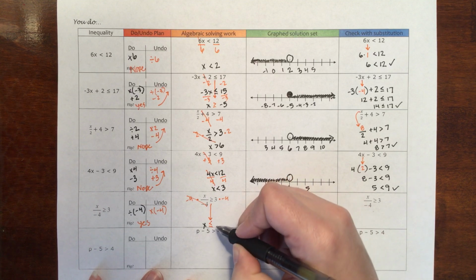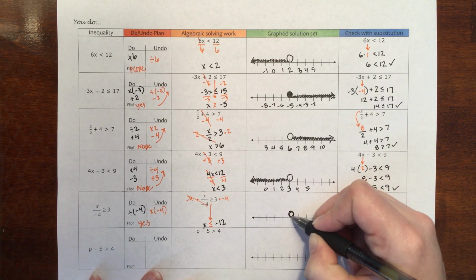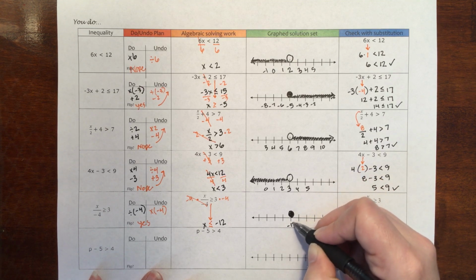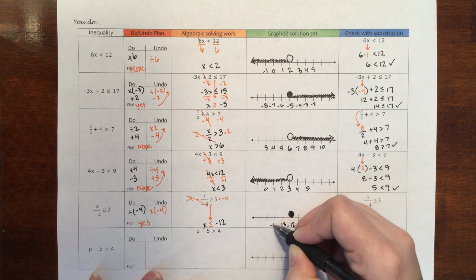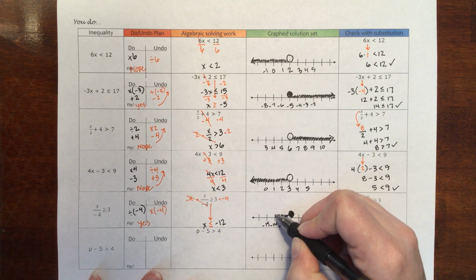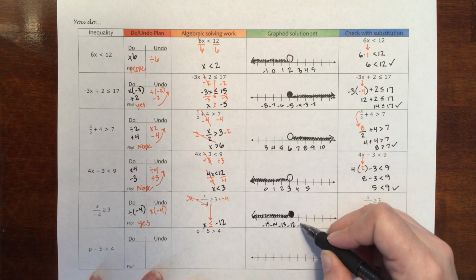Three times negative 4 is negative 12. And because I have x's that are less than or equal to, I'll have a closed-in circle for the equal to part. And then values get less as you go to the left, more negative.